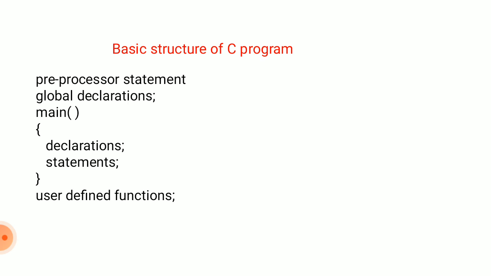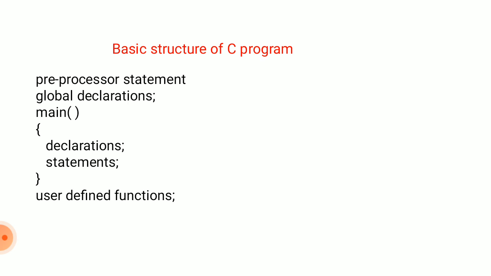Here, different programming languages have their own format of coding. We have different types of programming languages, and every programming language has a different format of coding. So let's see what the code structure of the C programming language is.